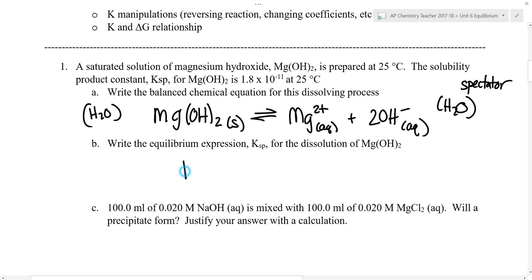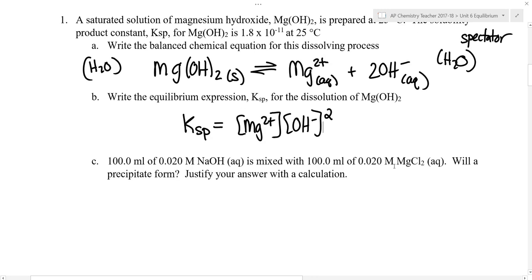So I'm going to write the K expression for this process. Whenever we write K expressions, it's always products over reactants, and we leave out solids and liquids. So that eliminates my reactant here. My K expression is only going to include my products, the magnesium ion and the hydroxide ion. And don't forget that the coefficients become exponents, so the hydroxide is going to be squared.